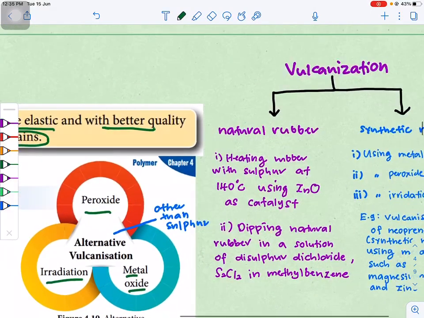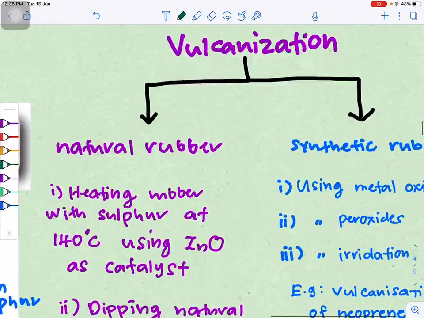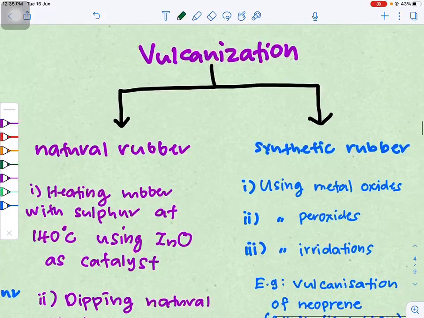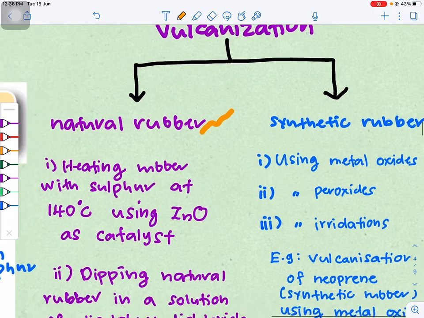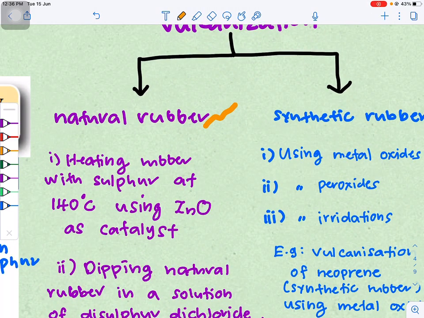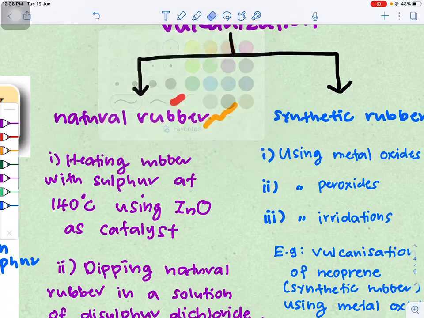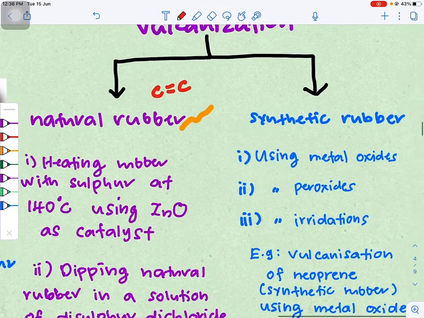Okay, so I already simplified it for you. Vulcanization is the process to treat the rubber. We have two types of rubber. You need to check what type of rubber. If your rubber is natural rubber, what is the special feature of natural rubber? Natural rubber contains carbon-carbon double bond. Synthetic rubber has no carbon-carbon double bond.